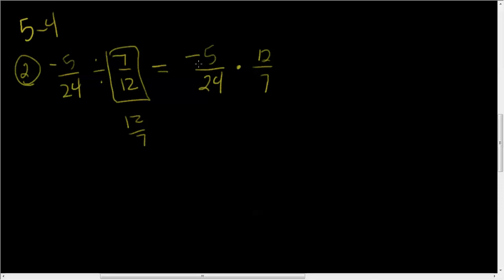So I have a -5 here. I'm going to multiply -5 times 12. That gives me -60. Negative times a positive. Down here I have 24 times 7. That's 168.